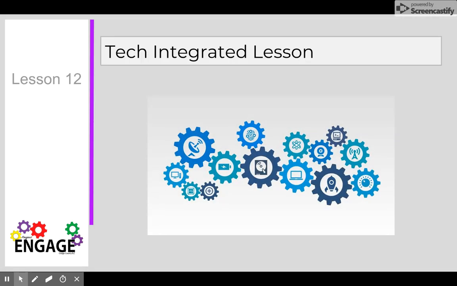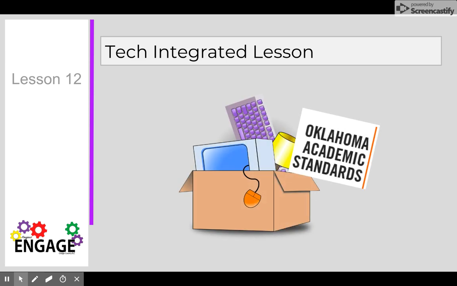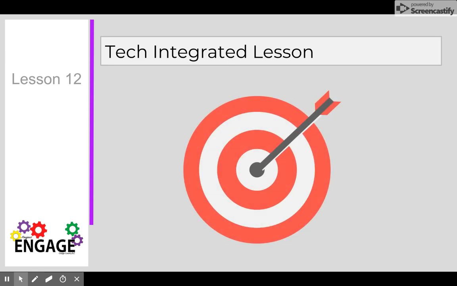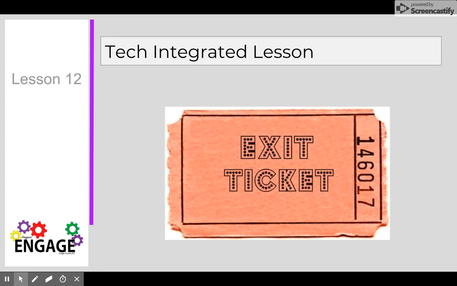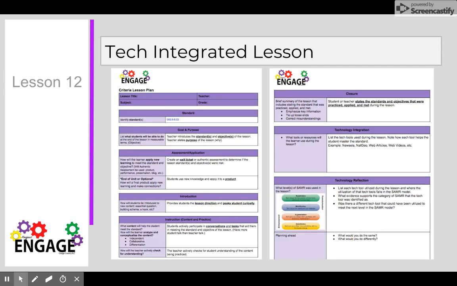In previous lessons, you have learned how to unpack standards and set a purpose for the lesson. You have learned how to create an exit ticket to determine if students were able to meet the standard for the lesson or should you go back and reteach. Now we're going to continue our backward lesson plan design to integrate tech into your lessons.